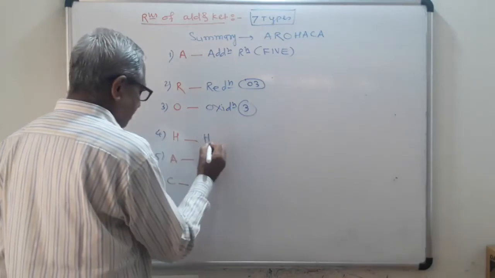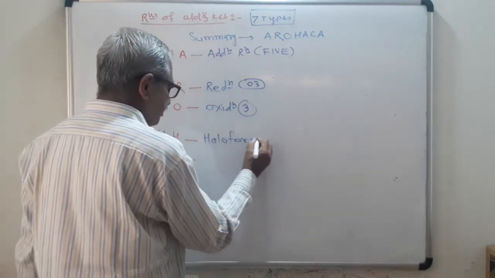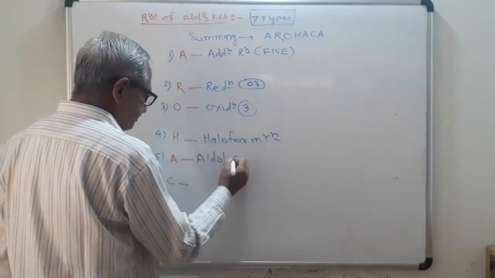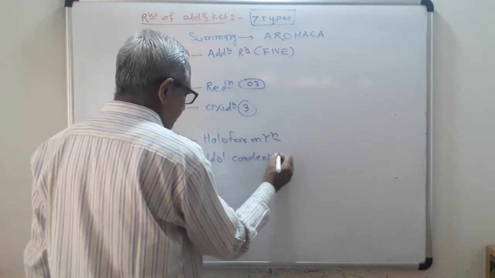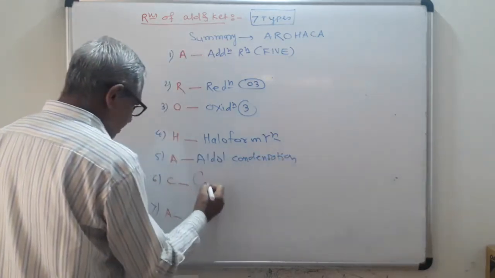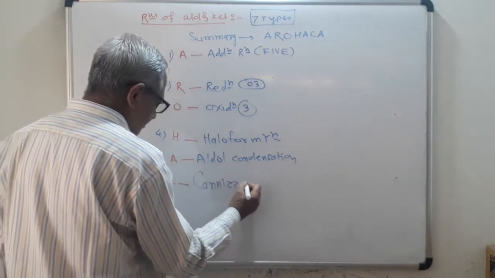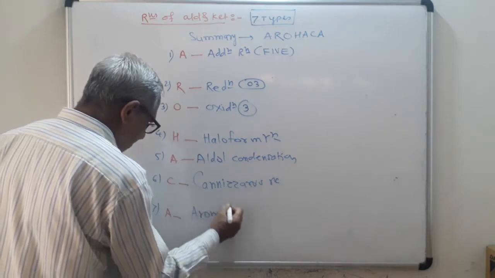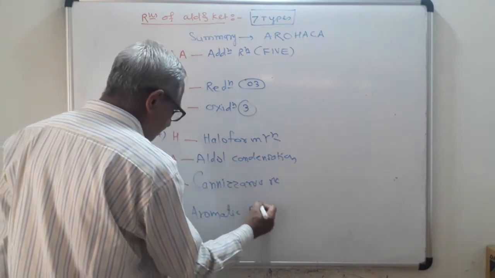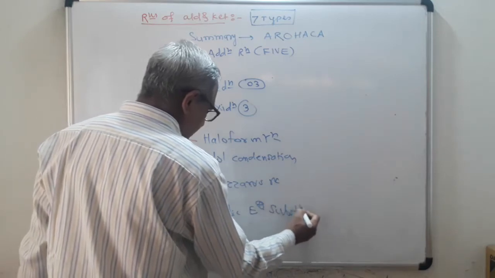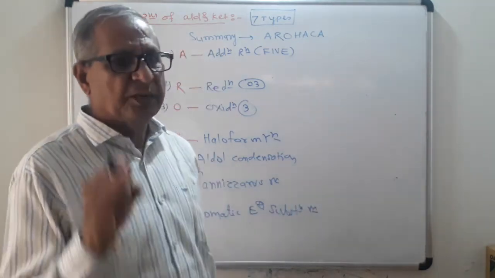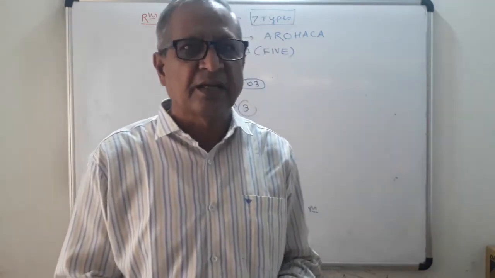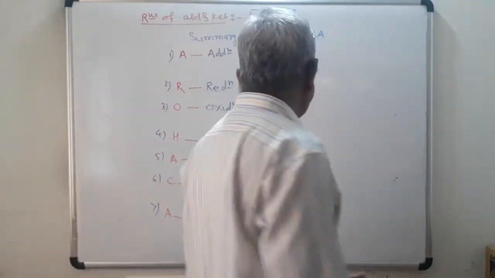This H stands for haloform reaction. A stands for aldol condensation. C stands for Cannizzaro reaction, and this A stands for aromatic electrophilic substitution reaction. In this case, we have to learn halogenation, nitration, sulfonation, Friedel-Crafts alkylation, Friedel-Crafts acylation. Such reactions we have to learn here.